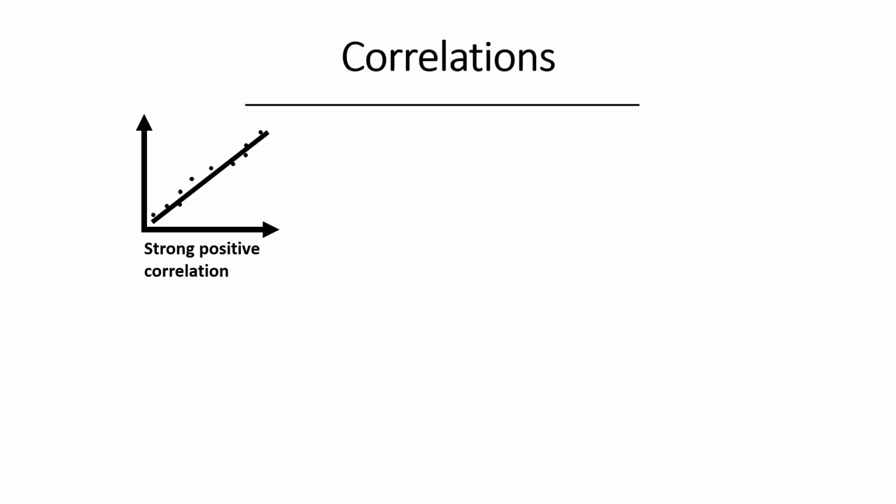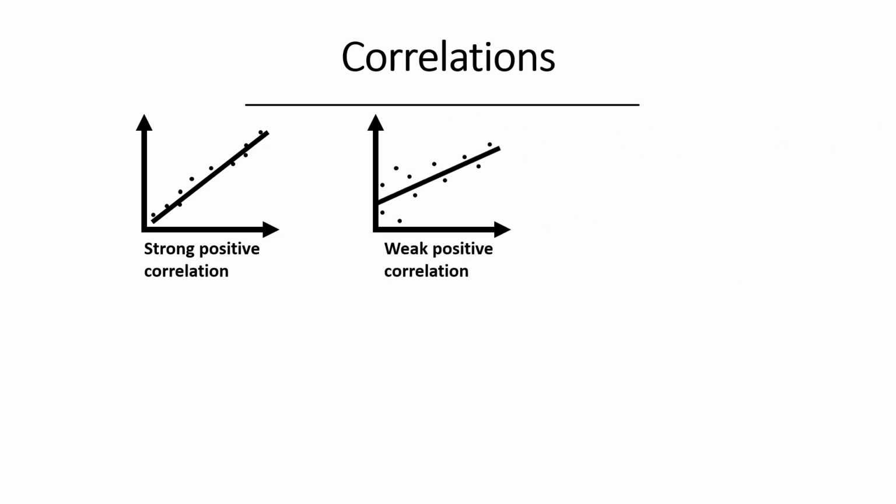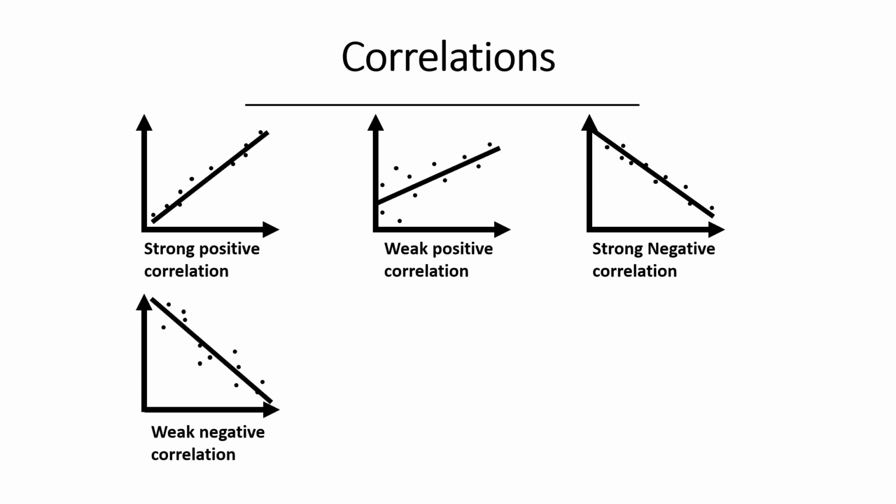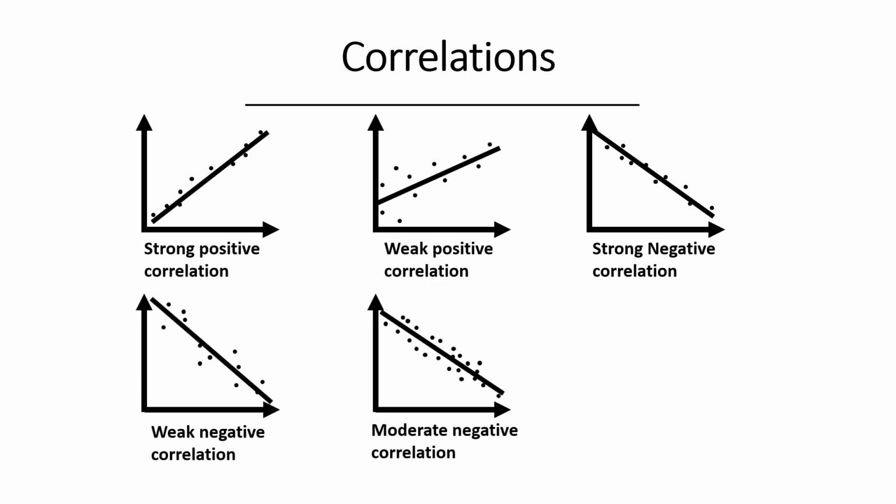I am not going into the details of the Pearson correlation coefficient and how to calculate it. This first plot shows a strong positive correlation, then there is a weak positive correlation. If the line goes down, then there is a strong negative correlation. Beyond this plot, there is a weak negative correlation and a moderate one. And then there is no correlation if the correlation statistic does not indicate a relationship between two variables.